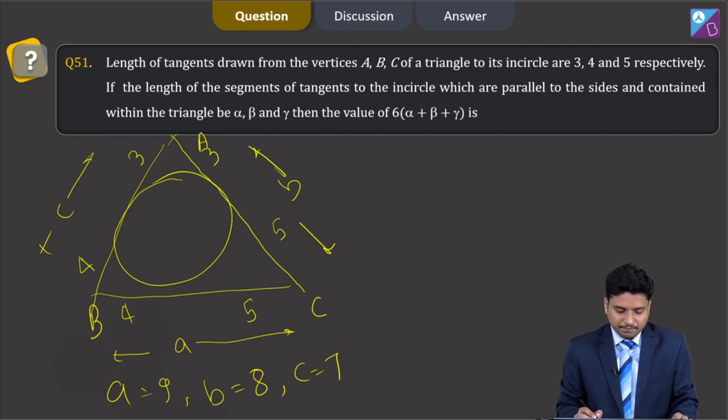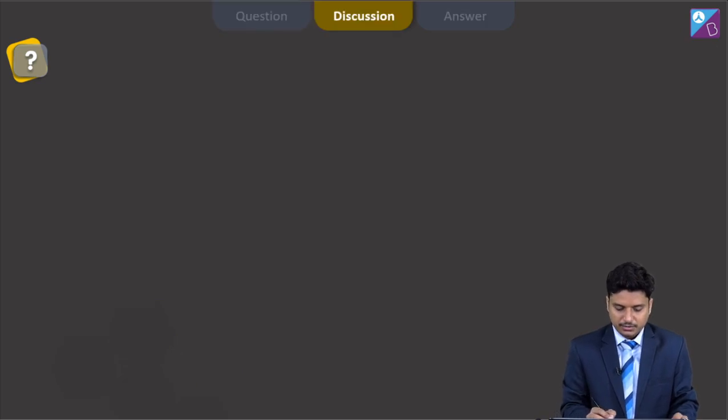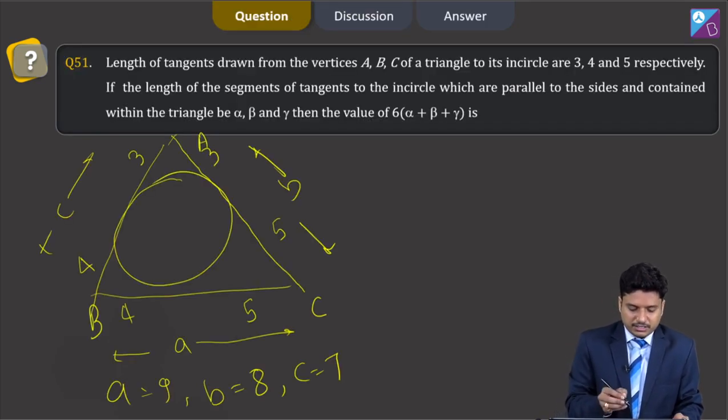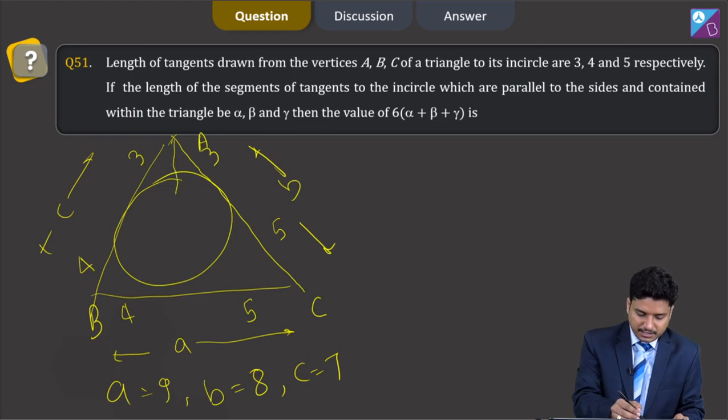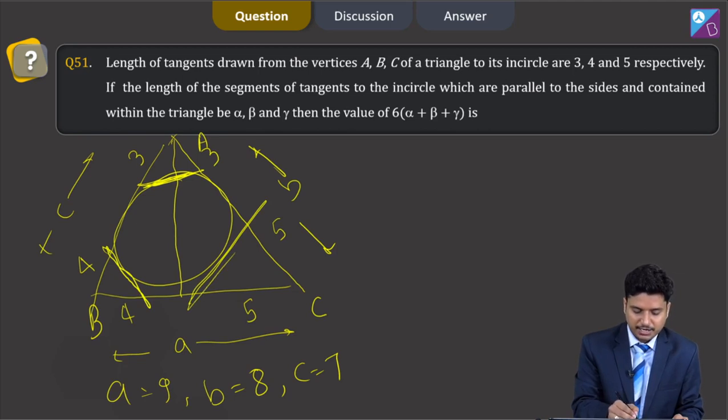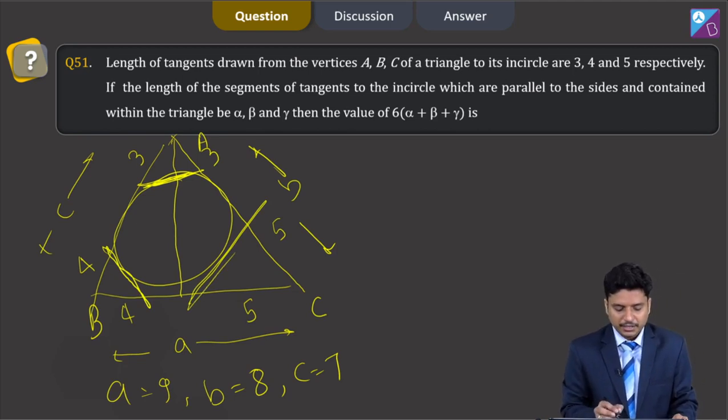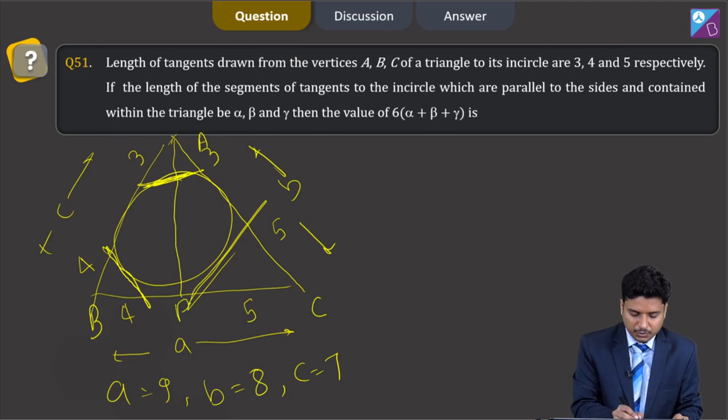And what about incircle? Incircle's radius is not given to us. Okay. So in this diagram only, if we draw an altitude from here to here, and this part is mentioned as alpha, this part is mentioned as beta, and this part is mentioned as gamma. So in triangles, what we can observe, suppose this is point P, suppose this is D and E, and suppose this is Q.